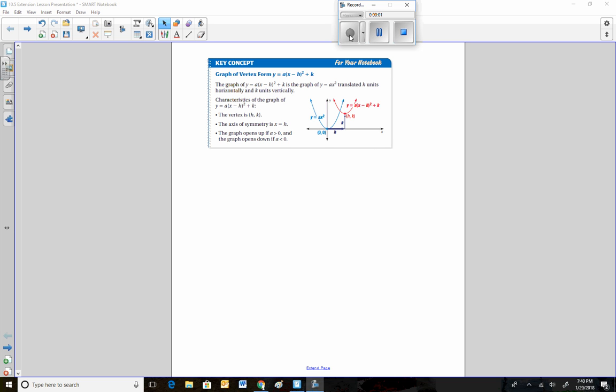Everyone. Today we're going to learn about graphing a quadratic using what's called the vertex form. Vertex form looks like this: y equals a(x minus h) squared plus k. Now that's just a general formula, so it will look kind of like this. Let's take a look at a problem that actually is in vertex form.